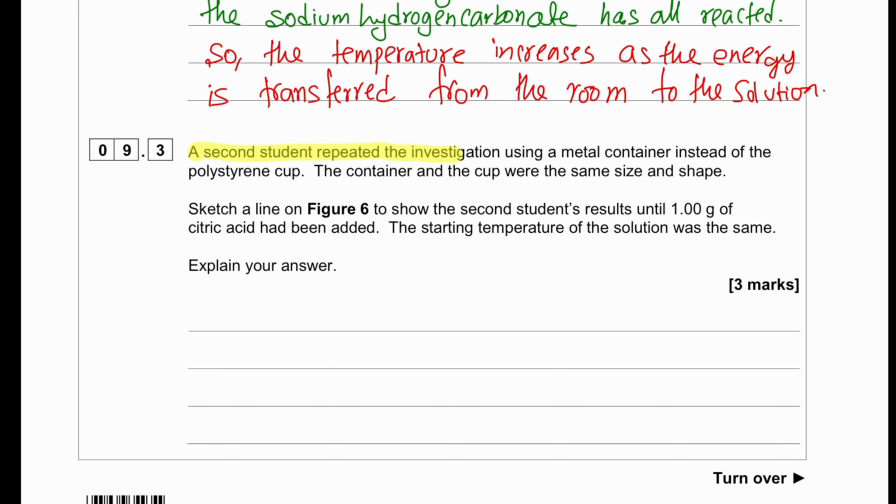A second student repeated the investigation using a metal container instead of the polystyrene cup. The container and the cup were the same size and shape. Sketch the line on figure 6 to show the student's results until 1 gram of citric acid has been added. The starting temperature of the solution was the same.